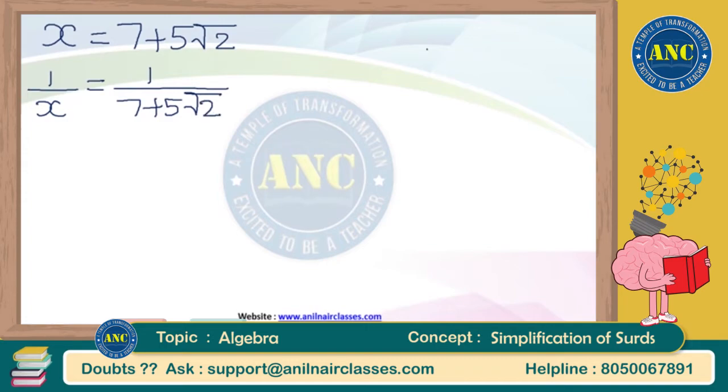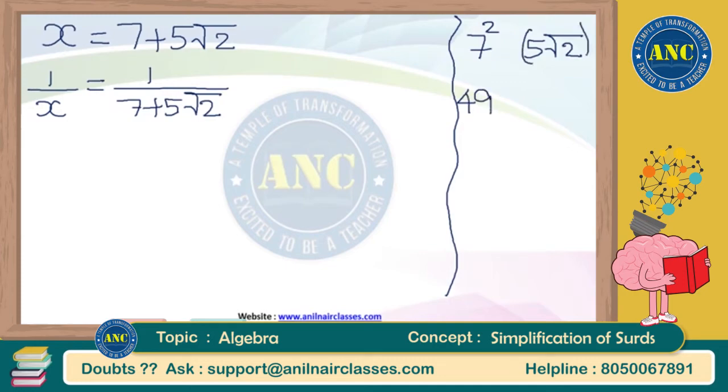Now again the same logic. Is 7 greater or 5 root 2 greater? Very simple, find it out. 7 and 5 root 2 is what you are comparing. 7 square is 49. 5 root 2 whole square is nothing but 5 square, 25, times root 2 whole square, which is 2. 25 into 2 is 50. That means 49 is lesser than 50. Therefore 7 is less than 5 root 2.